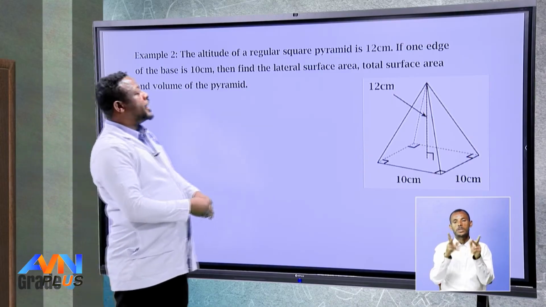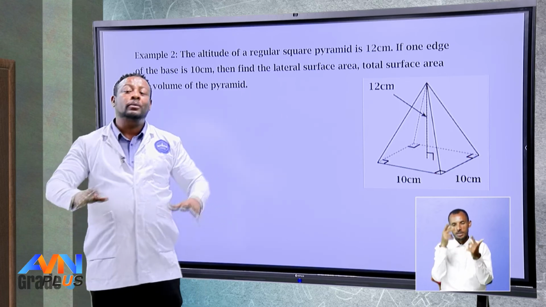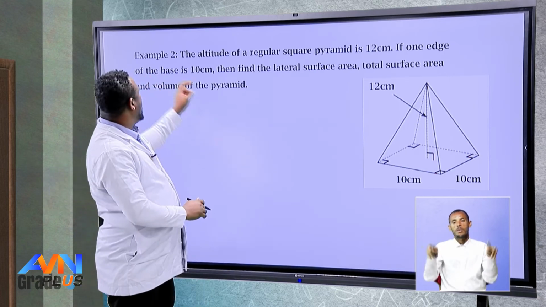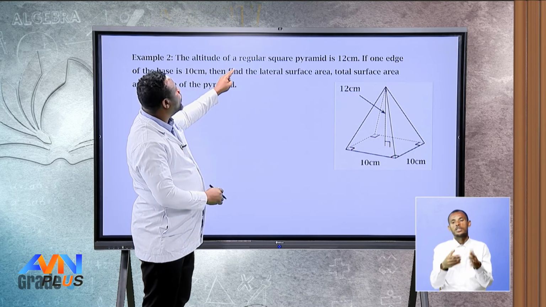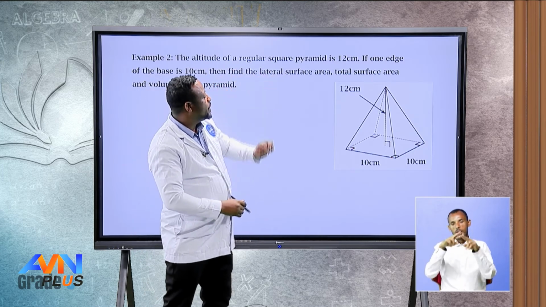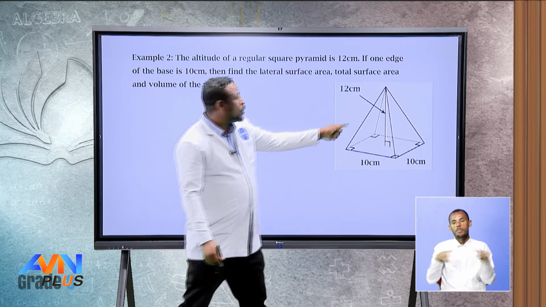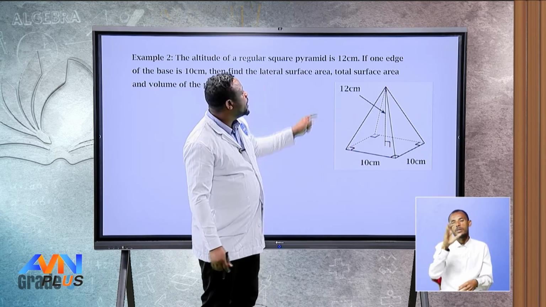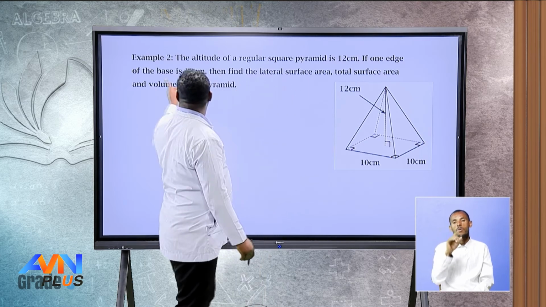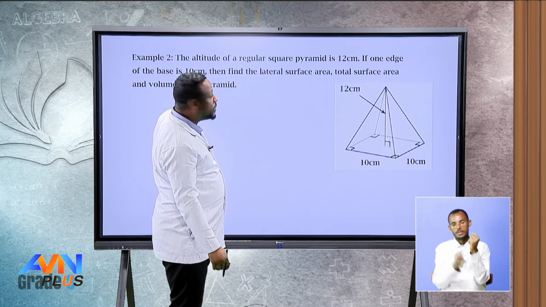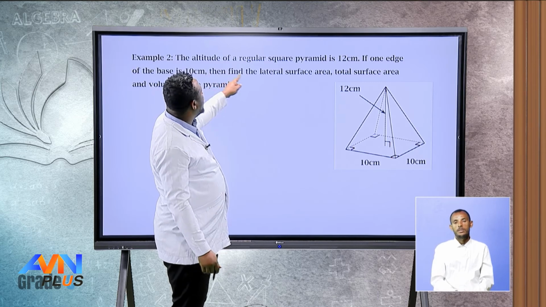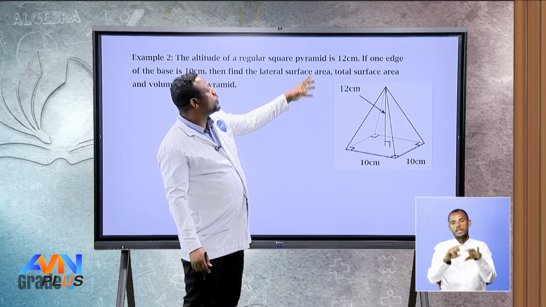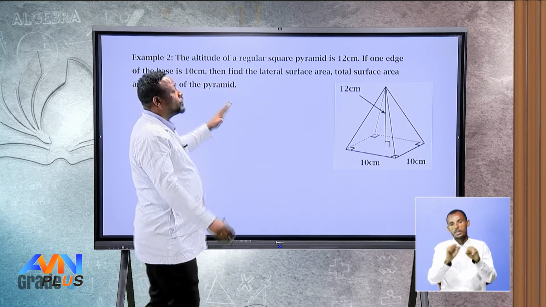Okay, now again let's see the second example about pyramid. It says the altitude of a regular square pyramid is 12 centimeter. The altitude of this pyramid is given, which is 12 centimeter. If one edge of the base is 10 centimeter, then find the lateral surface area, the total surface area, and the volume of the pyramid.